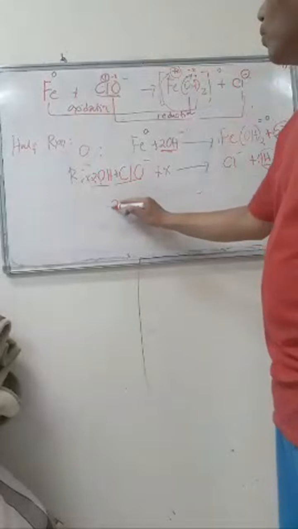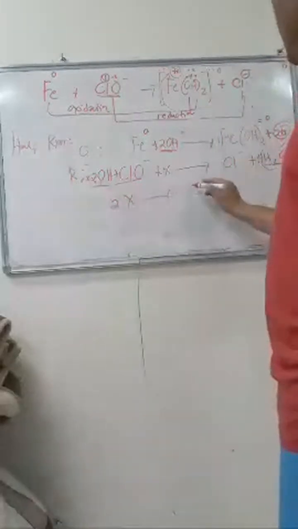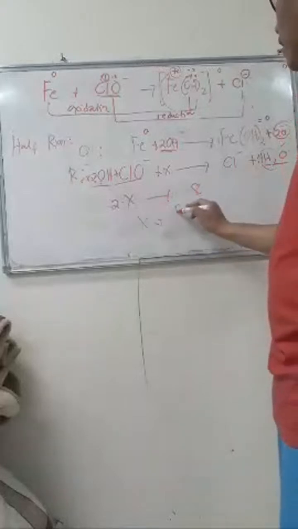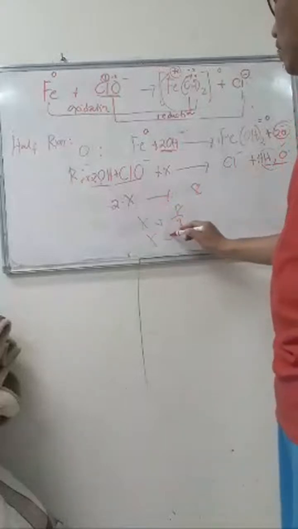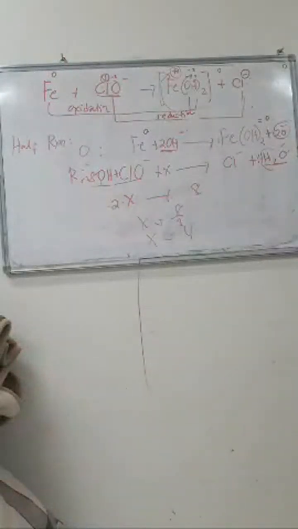2X is equal to 8. So X is equal to 8 divided by 2, X is equal to 4. So put 4 here. This is 8OH. You get the point?